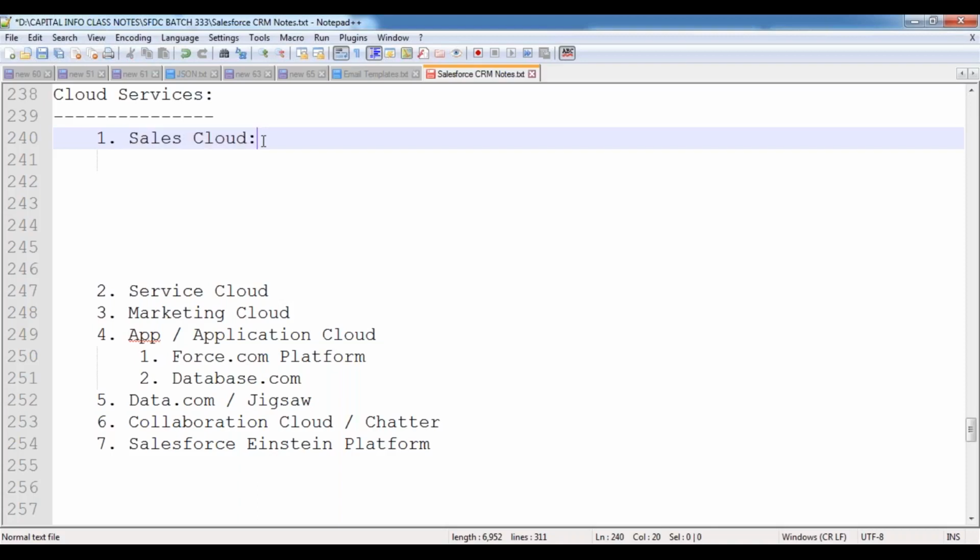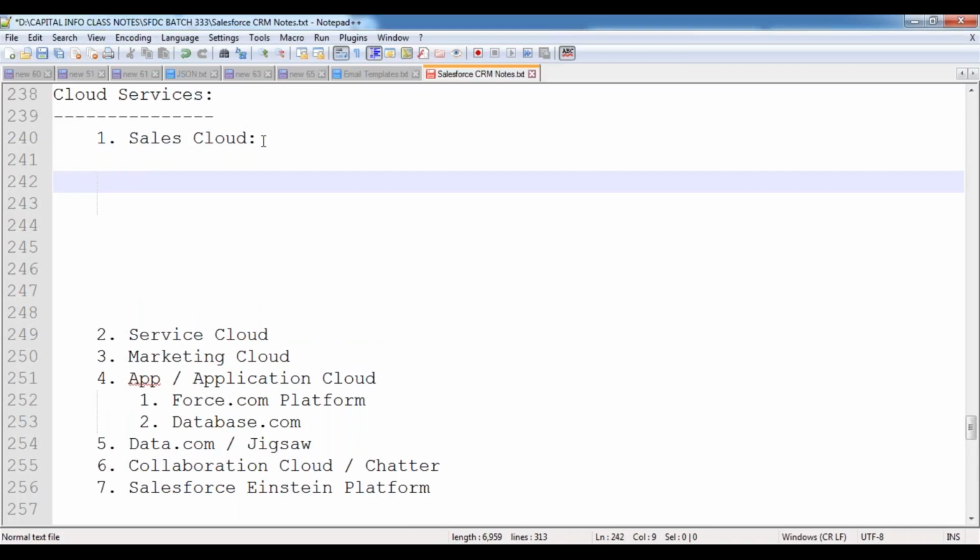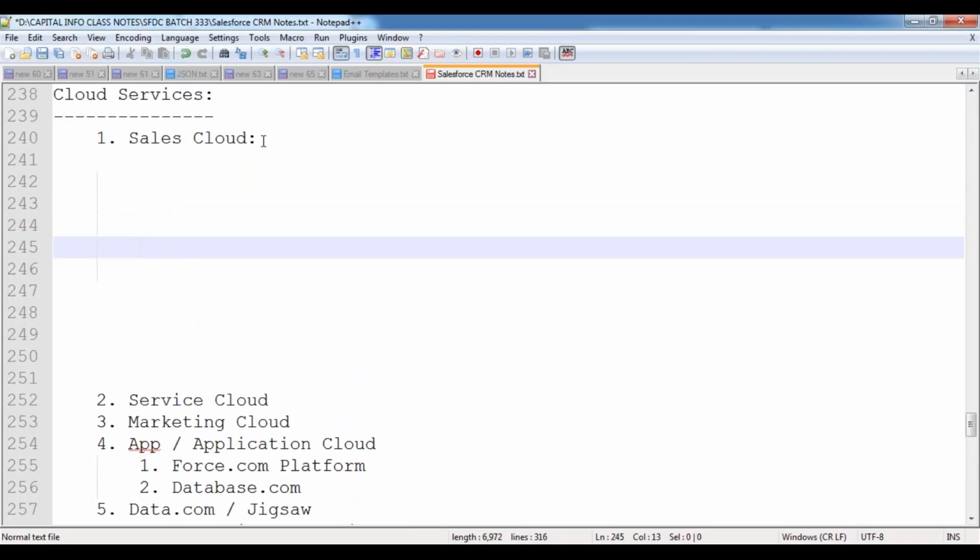Now, for example, let me take a general example here. Assume that we have an organization like Big C. I hope everybody is aware of what exactly the Big C organization is. Big C is one of the mobile sales partners. Big C people sell various mobiles which have been manufactured by various mobile manufacturers.